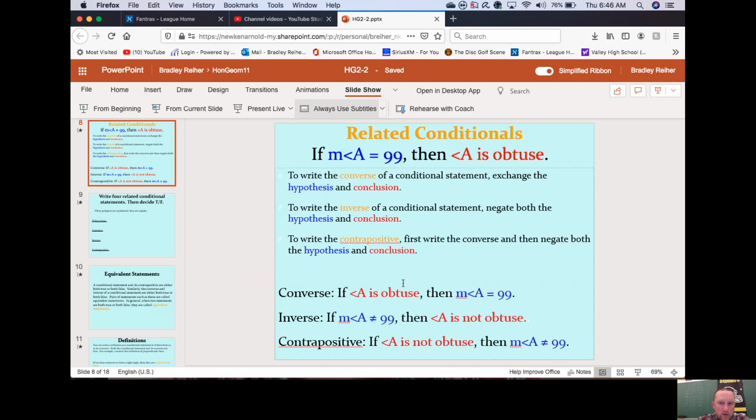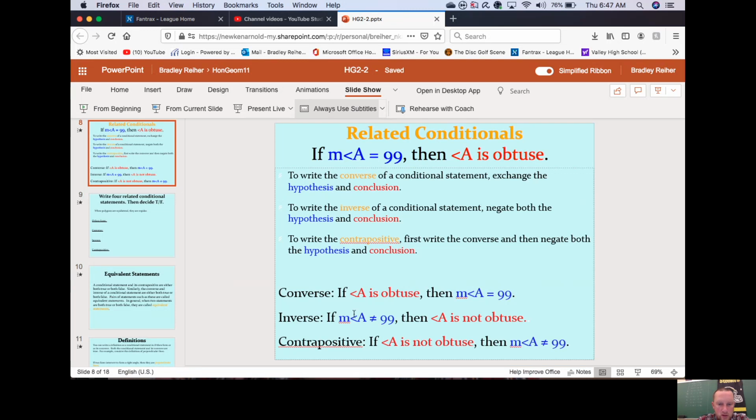Now that you know the truth values for both of these, you automatically know the truth values of these. So if you struggle trying to figure out what they mean, just remember, the converse and the inverse mean the same thing. So if this is false, this is false. The conditional and the contrapositive mean the same thing. So if this is true, this is true.